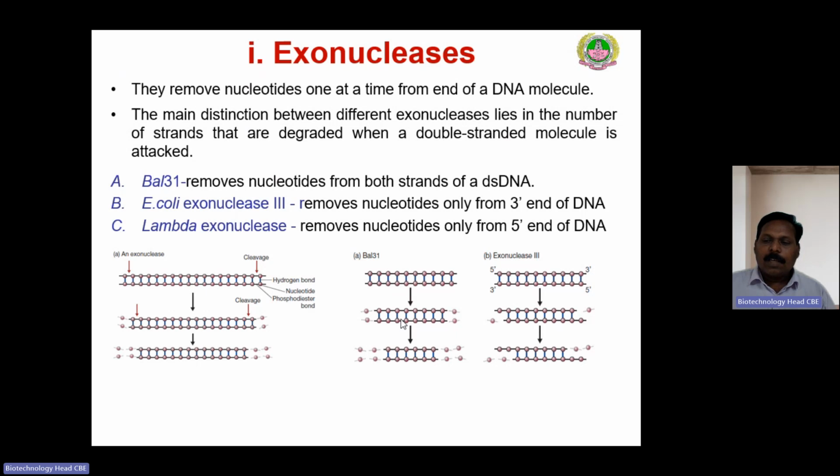These exonucleases remove DNA at the 5' end. Like exonuclease III removes the 3' end, the lambda exonucleases remove the bases only from the 5' end of the DNA.